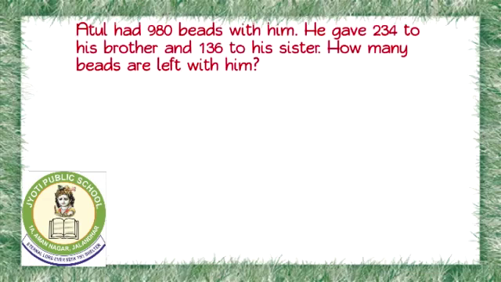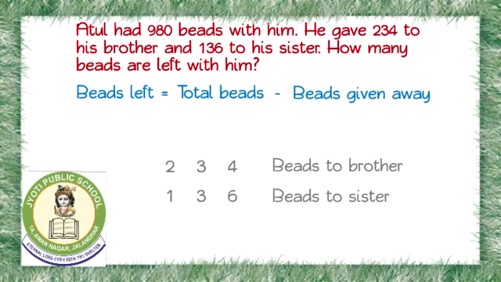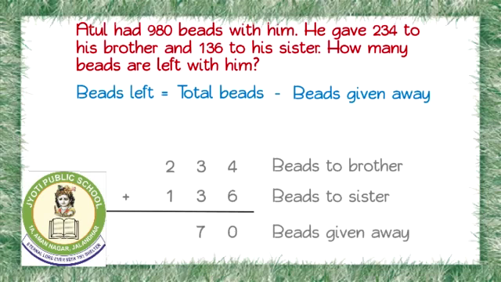Atul had 980 beads with him. He gave 234 to his brother and 136 to his sister. How many beads are left with him? We have to find out the beads left with Atul. How do we find that? We know the total beads and from that we subtract the beads he gave away. What are the beads he gave away? The beads he gave to his brother plus the beads he gave to his sister. So we do the addition and get the answer. 370 beads are given away.